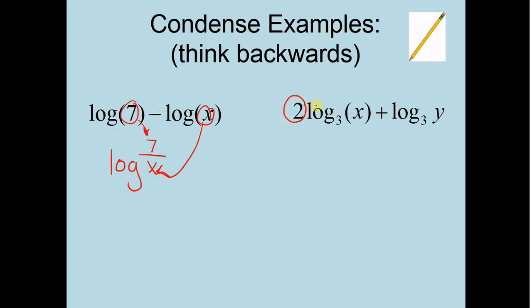I notice I have 2 in the front. Very first thing I'm going to take care of is I'm going to put that 2 back to the x. So I'm going to have log base 3 of x to the second plus log base 3 of y. Okay? Then I notice I have addition, right? So addition was equal to multiplication. So log base 3 of x squared y. So ultimately, on condensing, you should always end with just one log. Alright, just one.